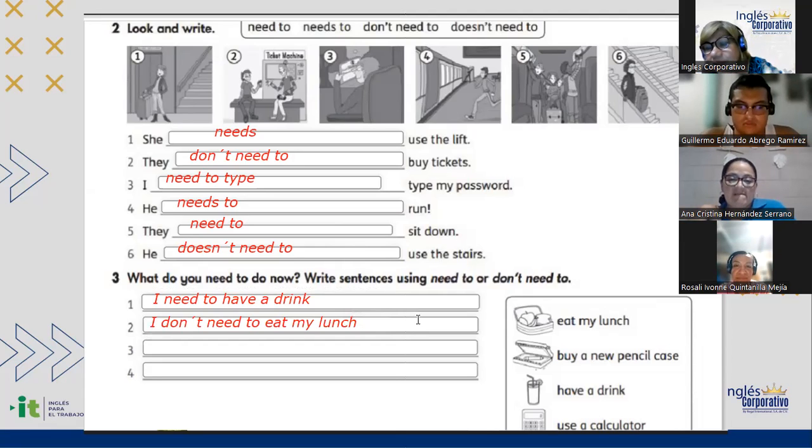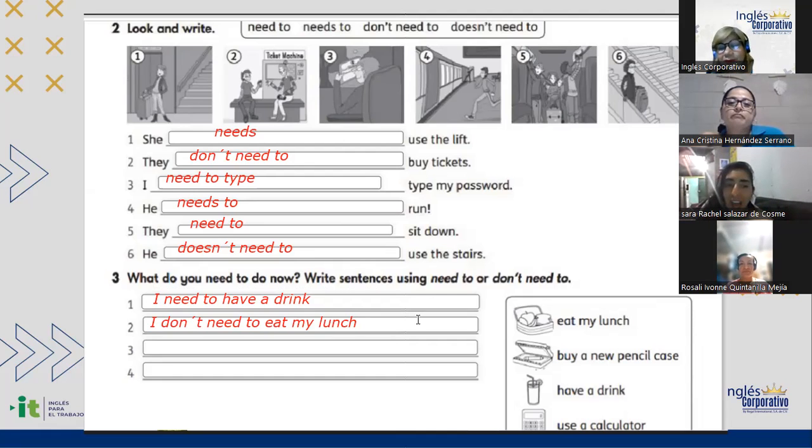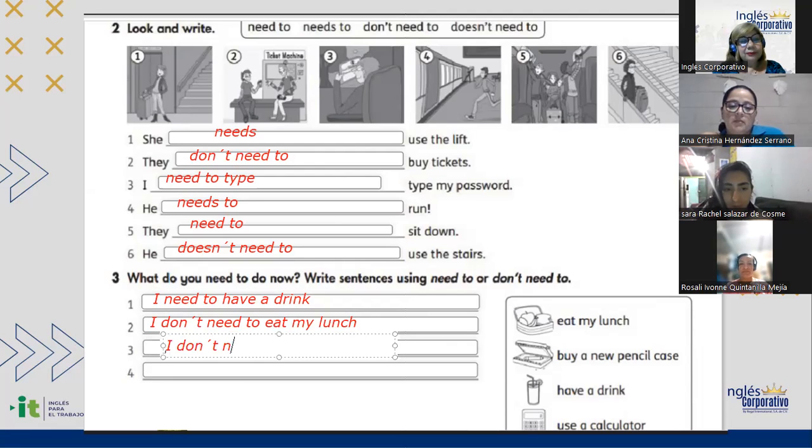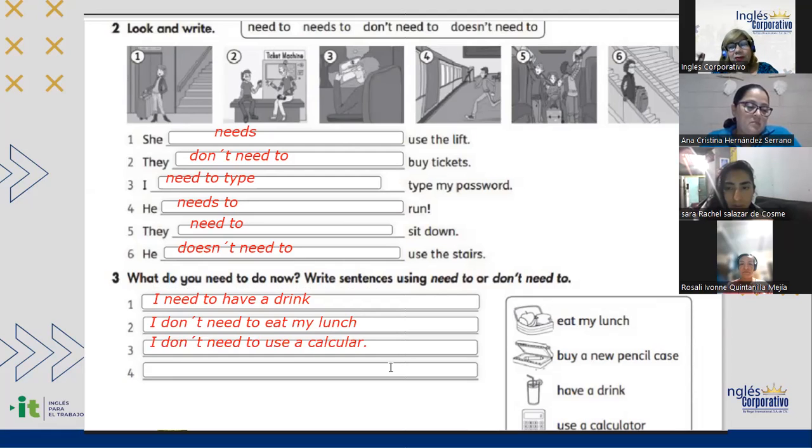Okay, another can be, tell me, what do you have, Doris? Fátima Fabiola? Mi t-shirt. Sarah? I don't need to use a calculator. Because your brain is enough, right? You are a calculator. Do you know what I mean? You are the calculator. You don't need to use it because you are the calculator.